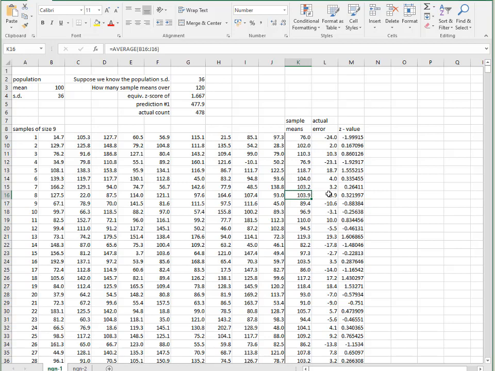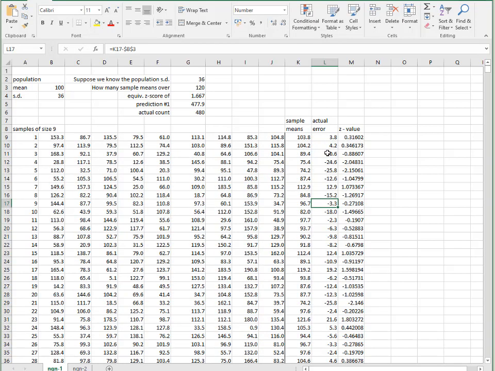For every sample mean, I've also given the actual error, that's the difference between the sample mean and the real mean. So you can see sometimes the errors are pretty big and low, sometimes they're big and high, sometimes they're small. And I've calculated the z value for that, which is the distance between the sample mean and the population mean divided by the standard deviation. But it is not divided by the standard deviation of individual values.